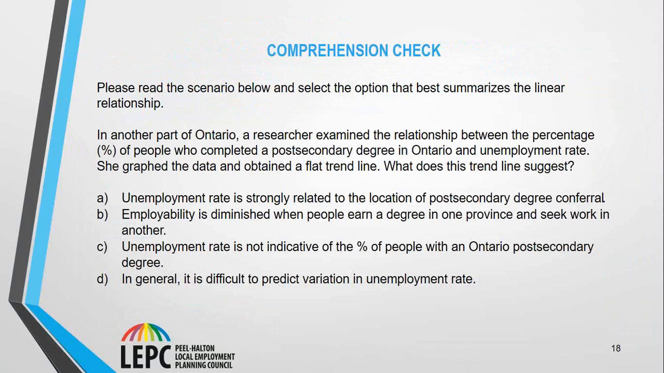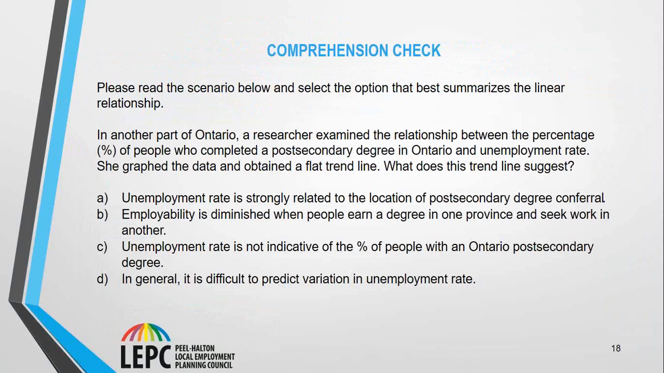We are now going to check your understanding of the relationship between a demographic variable and the labor force variable. I will read the question aloud. In another part of Ontario, a researcher examined the relationship between the percentage of people who completed a post-secondary degree in Ontario and unemployment rate. She graphed the data and obtained a flat trend line. What does this trend line suggest? There are 4 options, and I'll also read them to you.